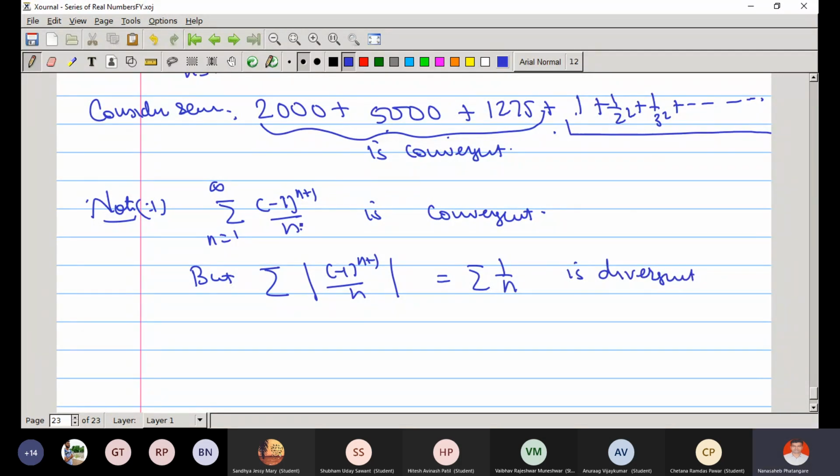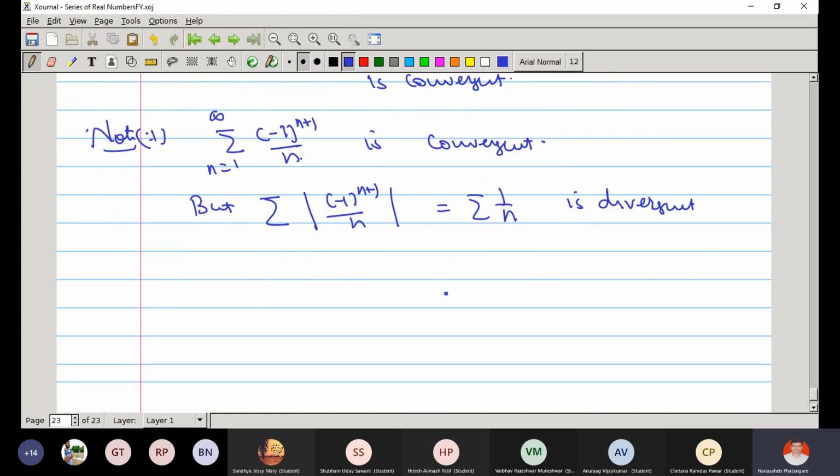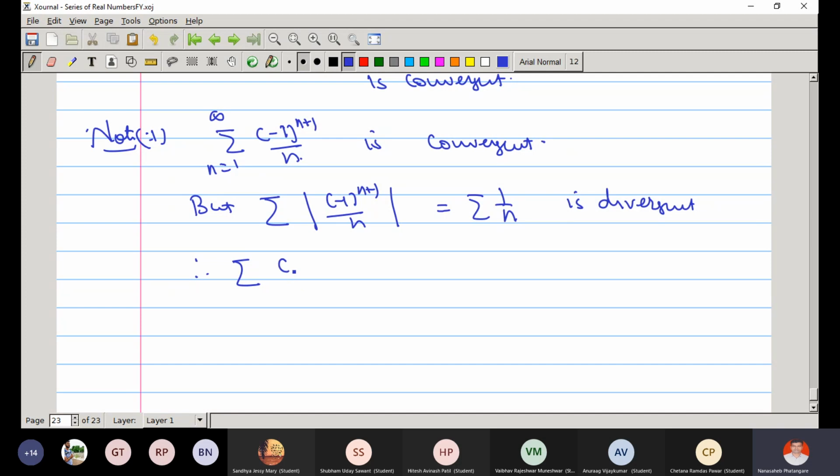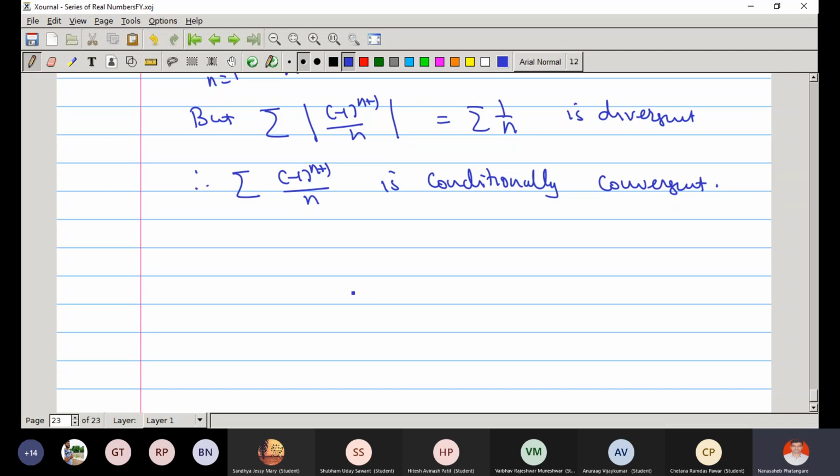Because in an alternating series, some terms are minus, some are plus, so some part actually gets eliminated and some remains finite. But if you take the absolute value, all terms are positive, and then it is divergent. So by our previous definition, this series is convergent, but the absolute value series is divergent, so it is conditionally convergent. This is an example of a conditionally convergent series.